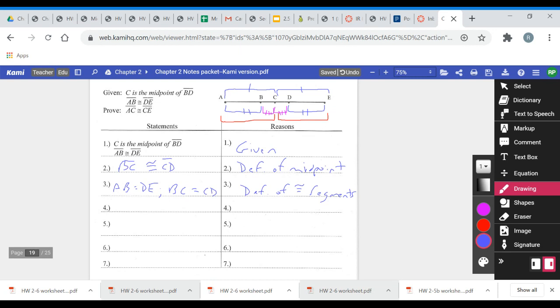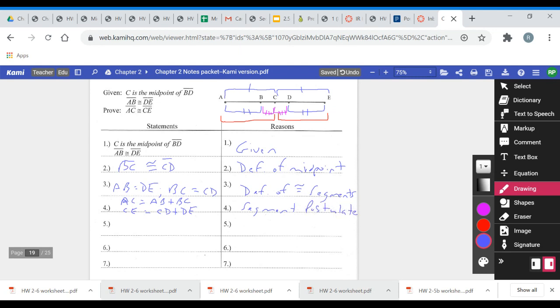All right, next step, if you look at your picture, you can kind of see the two little ones would have to add up to the big one. So in this case, I can see that AC, look at your picture, is equal to AB plus BC. Okay, and I can also look to see that CE is equal to CD plus DE. All right, and all of that is, again, the segment addition postulate that ends up getting used a lot.